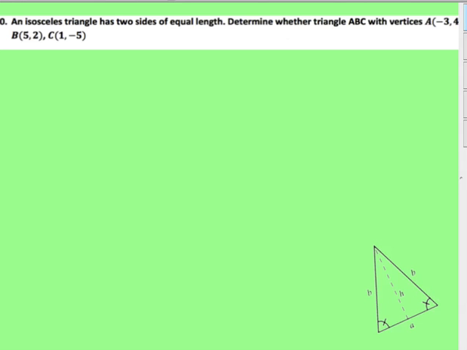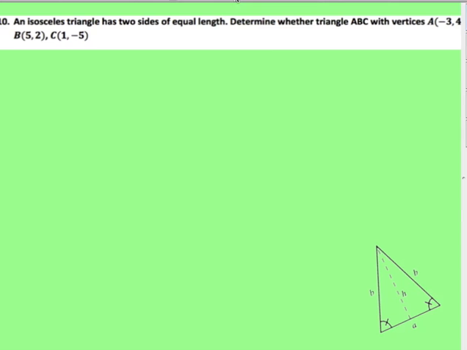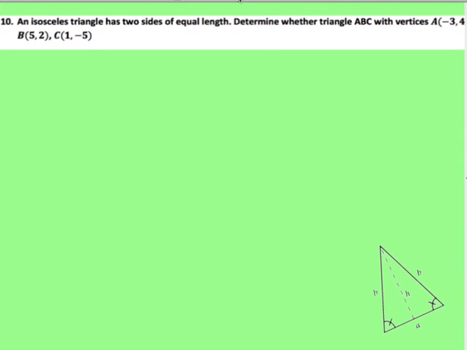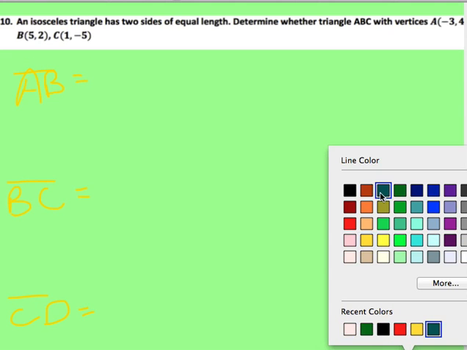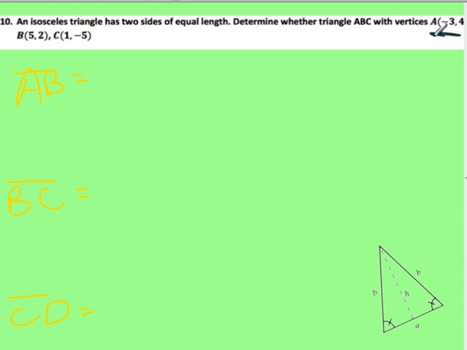I'm going to go ahead and get number 10 set up for you. I'm going to do the first one, then you're going to do the other two vertices. We want to figure out if this is an isosceles triangle. To figure that out, we have to determine if we have two sides of equal length. So we need to calculate the distance between A and B, between B and C, and between C and D. I will calculate AB for you, then I want you to calculate BC.